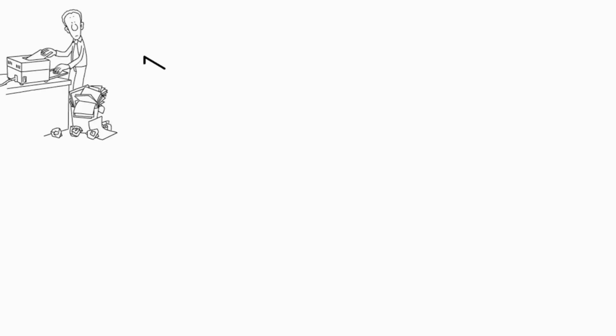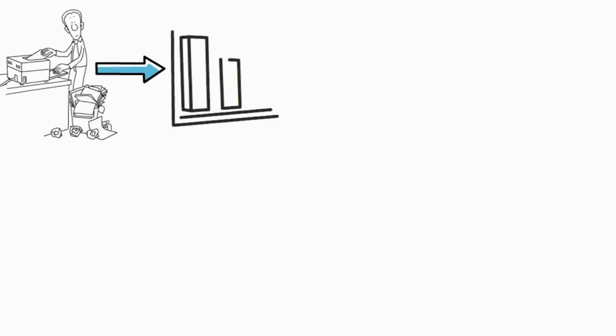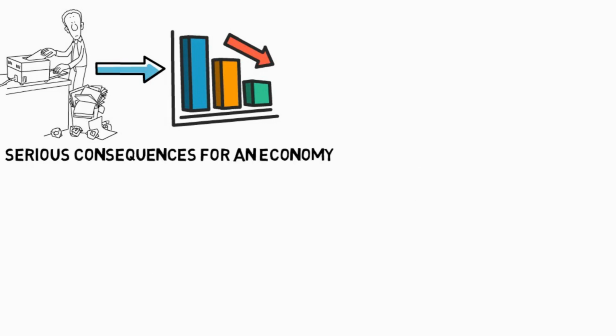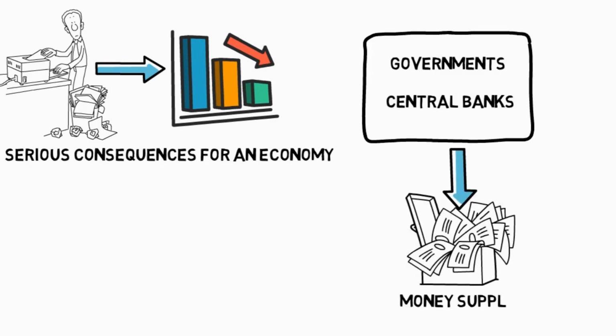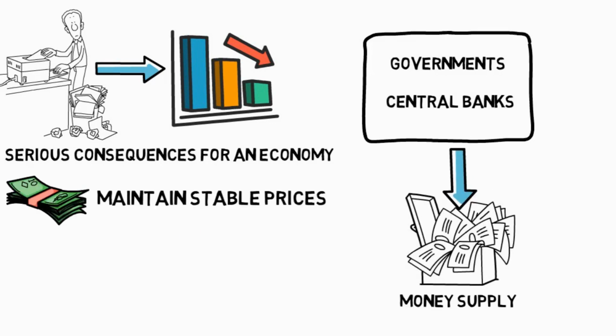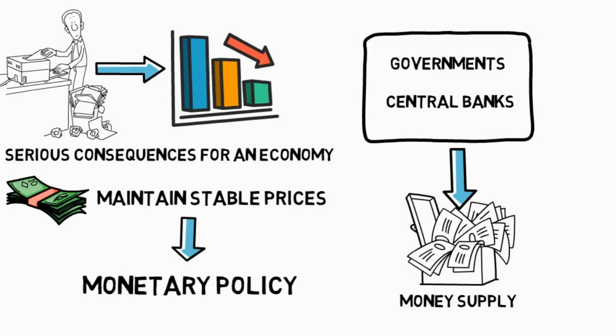Overall, while governments have the ability to print unlimited amounts of money, doing so can have serious consequences for an economy. Therefore, most governments and central banks work together to carefully manage the money supply and maintain stable prices through the use of monetary policy.